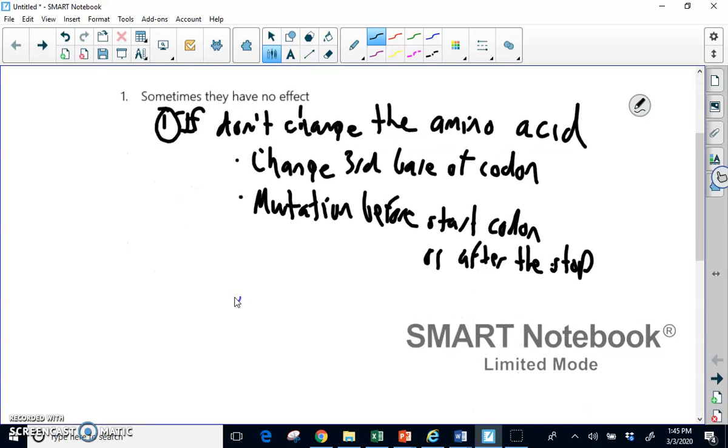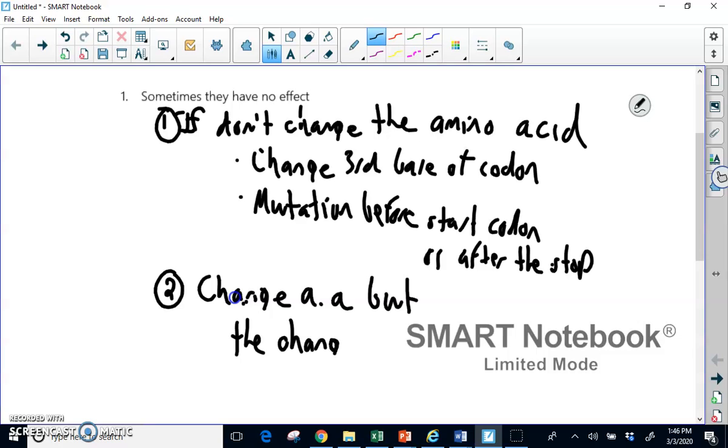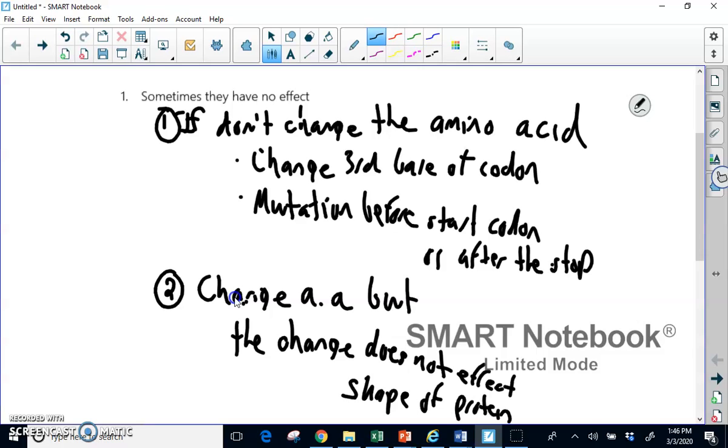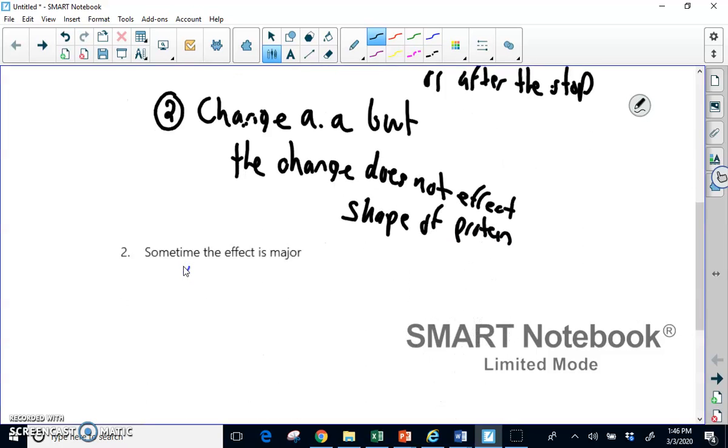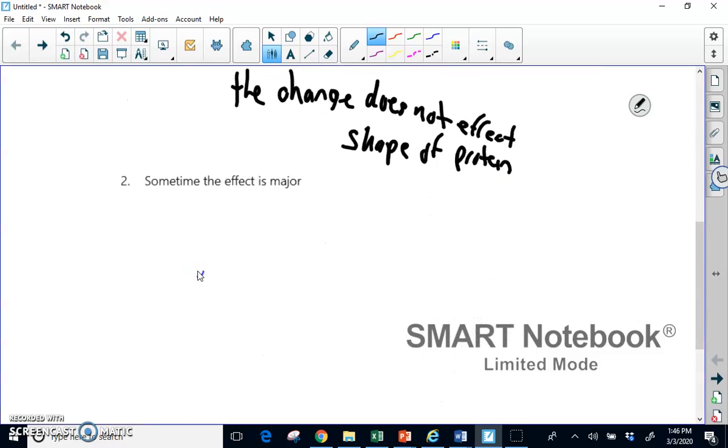Okay. So that's one way, if you have a mutation and it doesn't change the amino acid in the protein. Now the second way is that maybe you do change an amino acid, but the change does not affect the shape of the protein. If you remember, we discussed that proteins fold to form 3D shapes, and their shape is really, really important to their function.